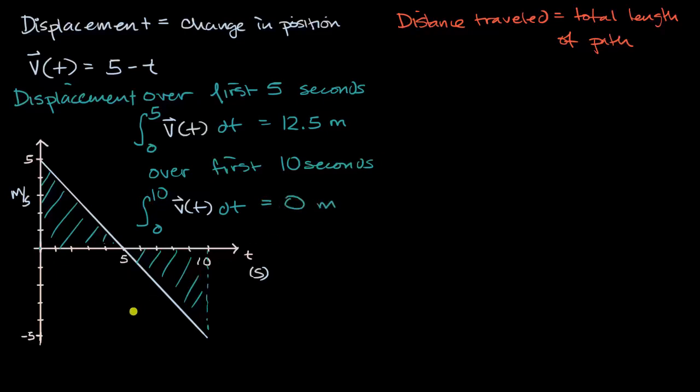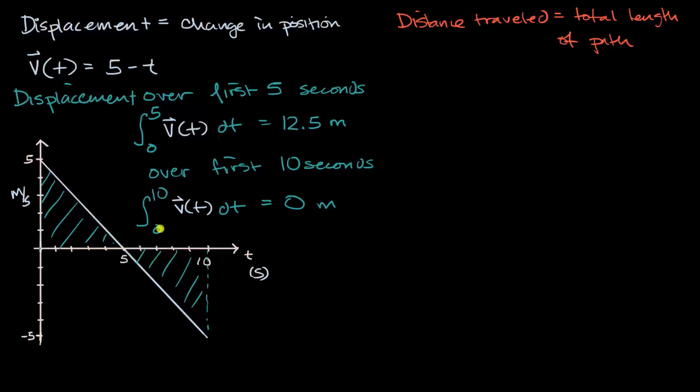meters. Now you might be saying, how can that be? After 10 seconds, why is our displacement only 0 meters? This particle's been moving the entire time. Well, remember what's going on. The first 5 seconds, it's moving to the right. It's decelerating the whole time.